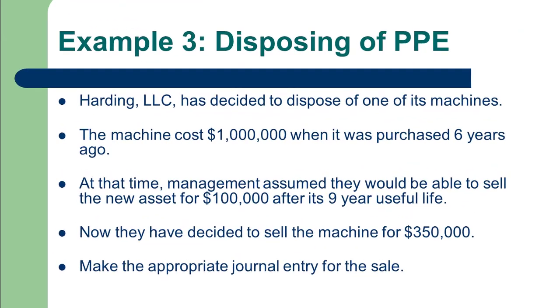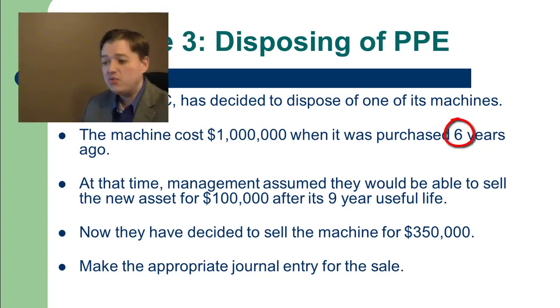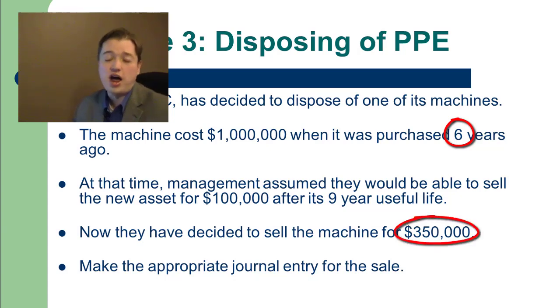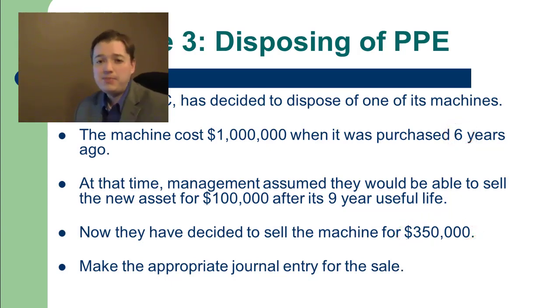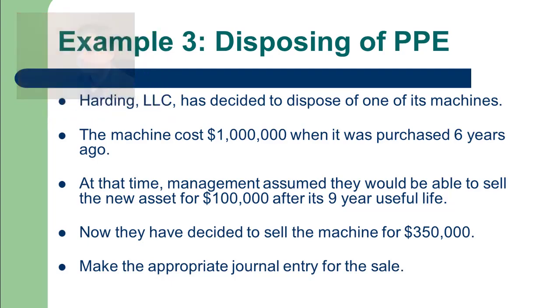This is Harding LLC, and Harding has decided to get rid of one of its machines. Machine cost $1 million when they bought it 6 years ago. At the time, they thought they could use it for 9 years and then sell it for $100,000. But by the end of this year, year 6 from the time we bought the asset, they realize it's better off to just sell this machine for $350,000 than trying to keep it in good form, keep it producing for the next 3 years. So they've decided to sell it.